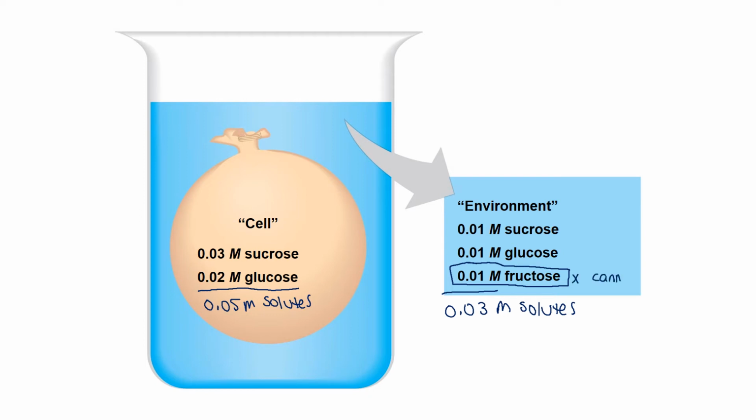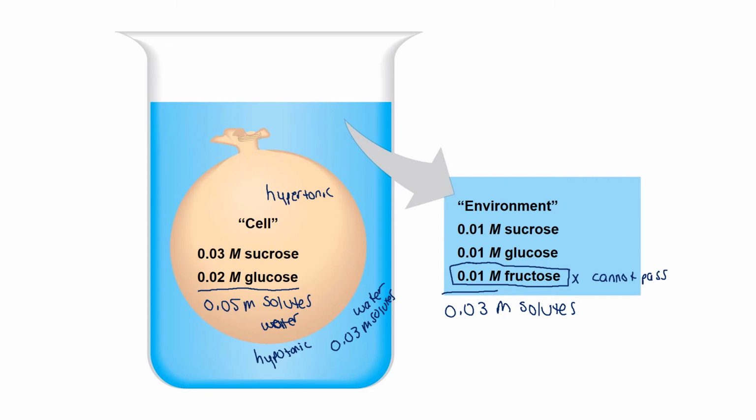Now let's say that fructose cannot pass the membrane, so this is going to stay in the environment. Now we have a greater amount of solutes, right? A greater concentration of solutes inside the cell than we have outside of the cell. So the cell is said to be hypertonic to its environment. Okay, and then of course the environment is going to be hypotonic to the cell. And we have a 0.03 molar of solutes, and it's got some water.